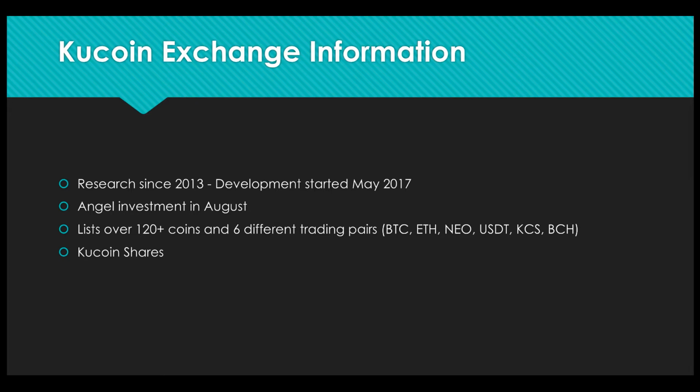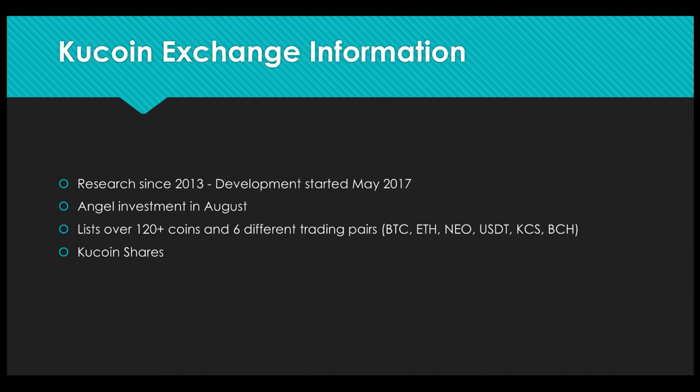It's been in blockchain research since 2013. The development of Kucoin actually started in May 2017, so still fairly new. We had an angel investment in August, which kind of pushed them forward. And currently, they list over 120 coins, as well as six different trading pairs, which is one of the best features, I think.